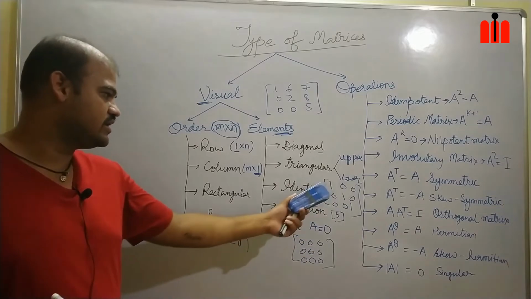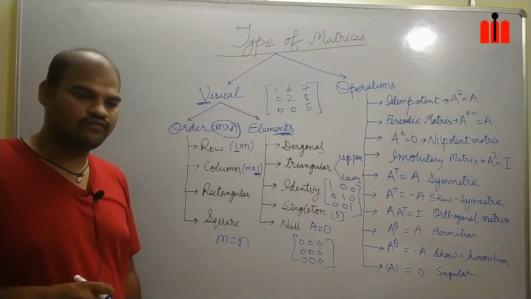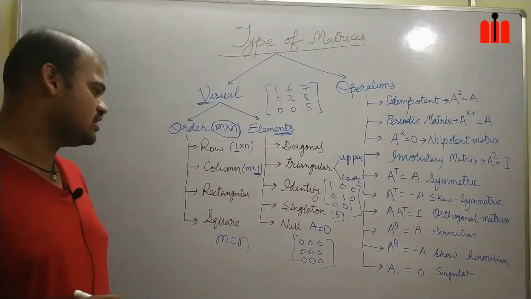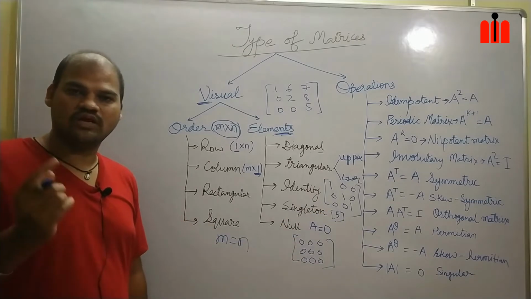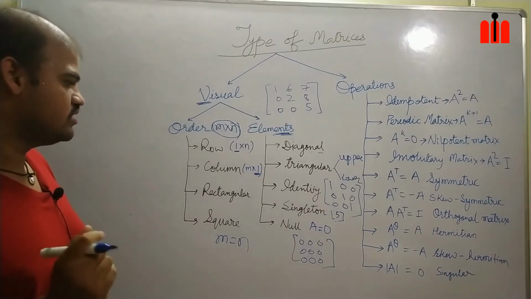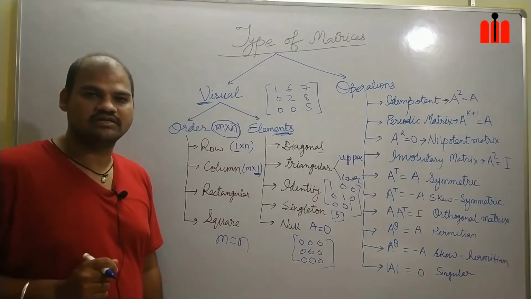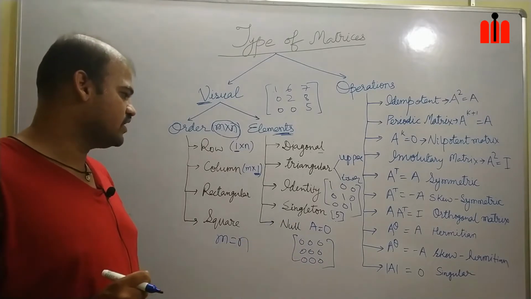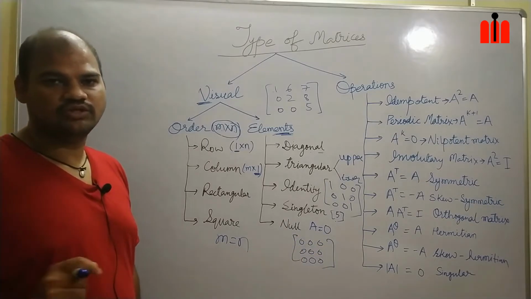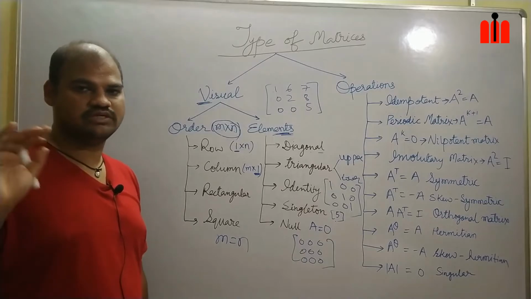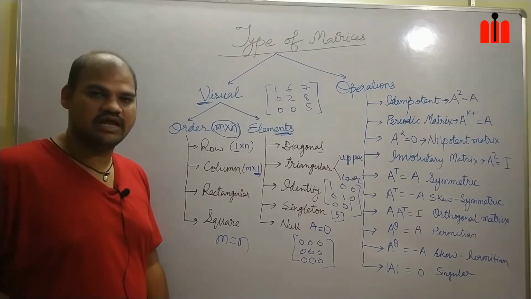Identity matrix is in the form of 1, 0, 0, 0, 1, 0, 0, 0, 1. Such a type of matrix is known as the identity matrix. Singleton matrix, where there is only one element, like 5, is known as a singleton matrix. Another one is the null matrix. A null matrix is a matrix which will have all elements as 0. It is a 3 by 3 null matrix. It can be a 4 by 4 null matrix as well.